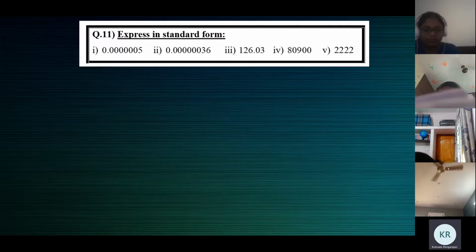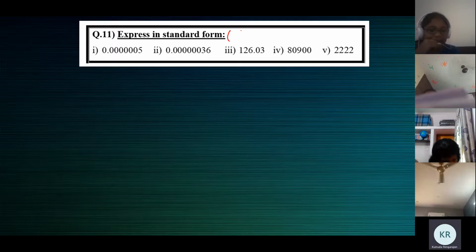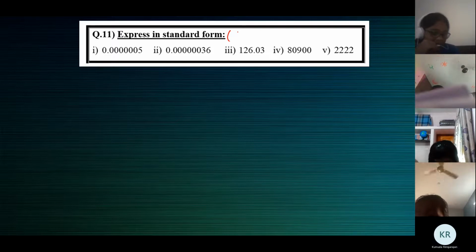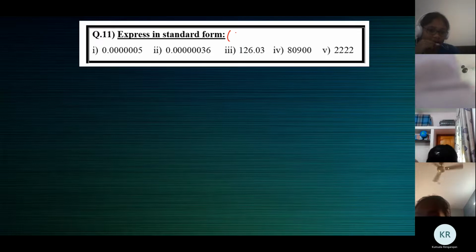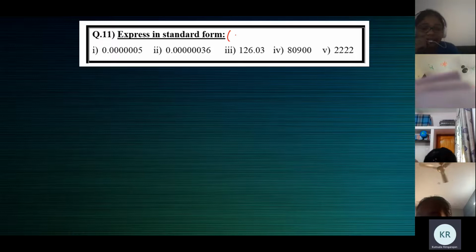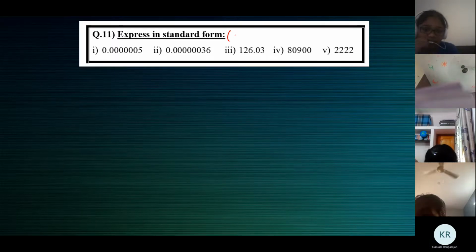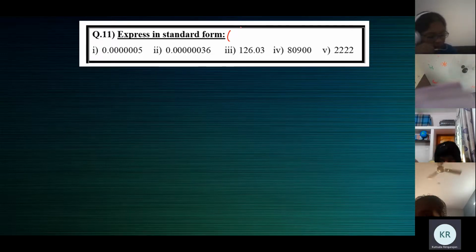So standard form is also called the scientific notation. Yes, Nandana? Can I say that? 5 into 10 to the power -6. -6, huh? Ma'am, -7, ma'am. Okay, we'll see that one second.